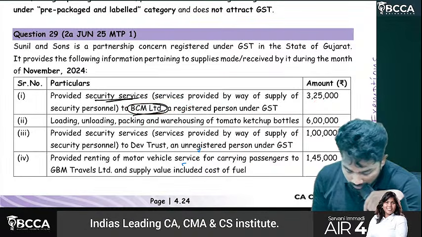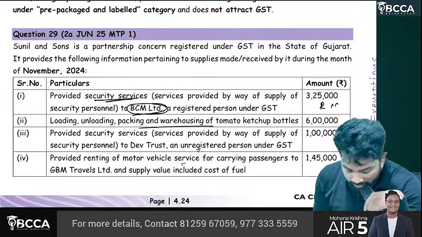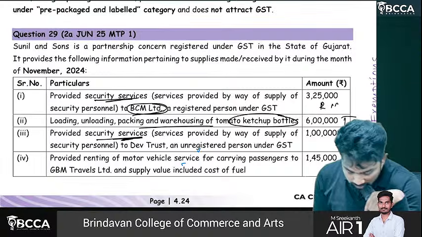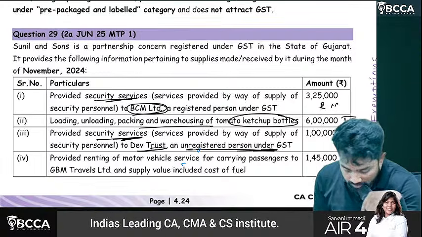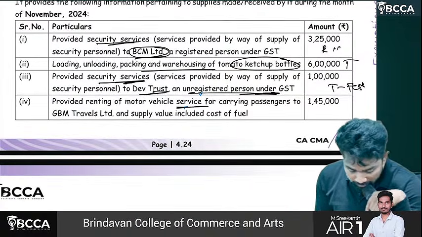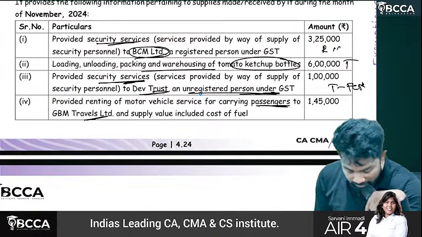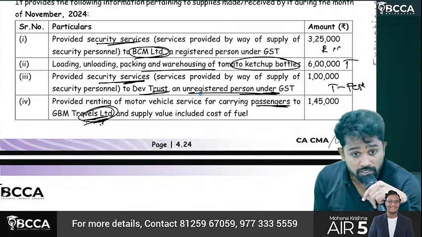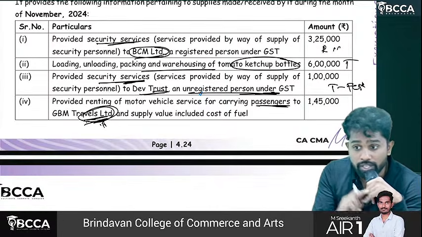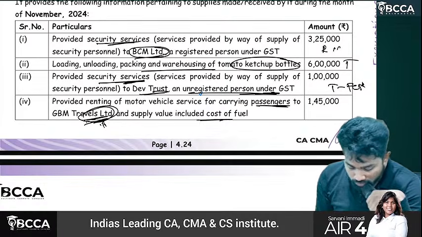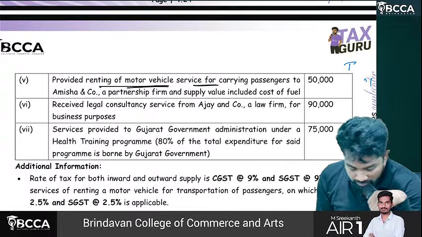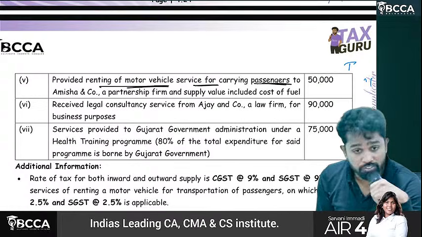So covered under RCM. Loading, unloading and packing of tomato ketchup. Taxable. Providing security services to Dev Trust, an unregistered person under GST. Taxable, sir. Taxable under what? FCM. Then renting of motor vehicle for carrying passengers to GBM Travels Limited. Travels Limited. It means what, sir? Body corporate. So renting of motor vehicles by other than body corporate to a body corporate, and it includes fuel cost also. What? RCM.